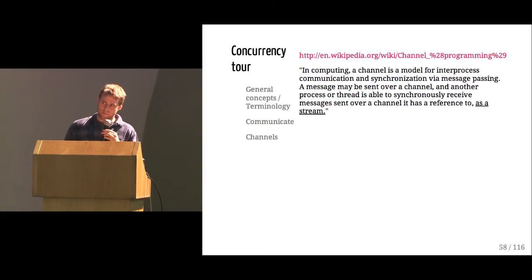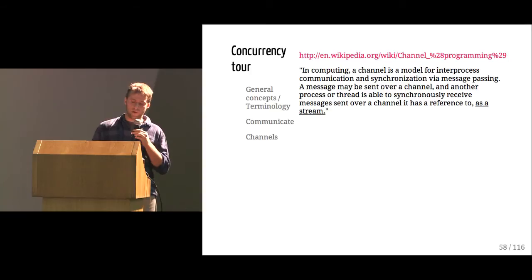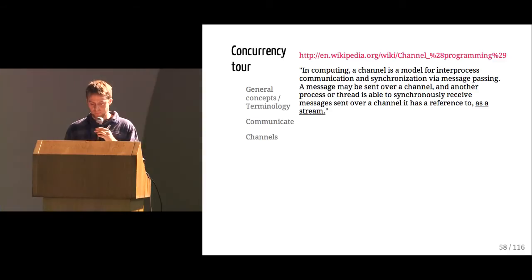And channels is kind of a subset, to me. It's a subset of message passing, except that your interface is through a stream. So instead of having to send a certain message and deal with that, your API is basically like a file. And this is pretty cool, because if you think about the Unix paradigm of everything as a file, having a file stream API for message passing is nice.